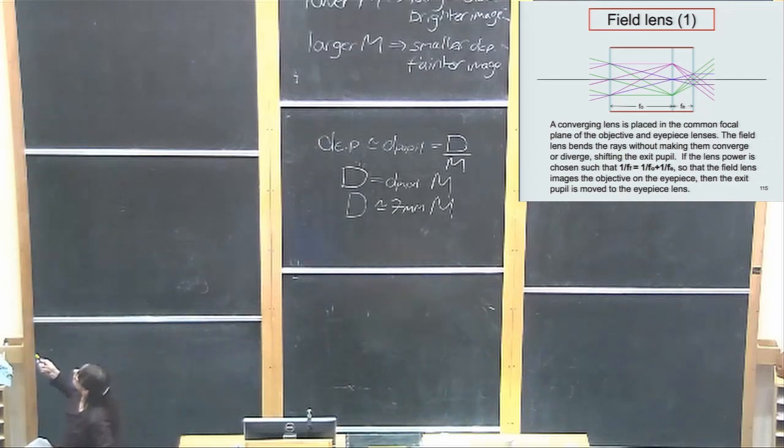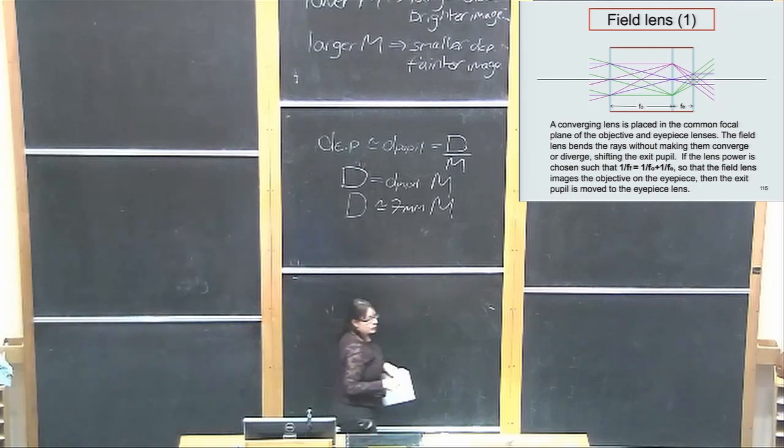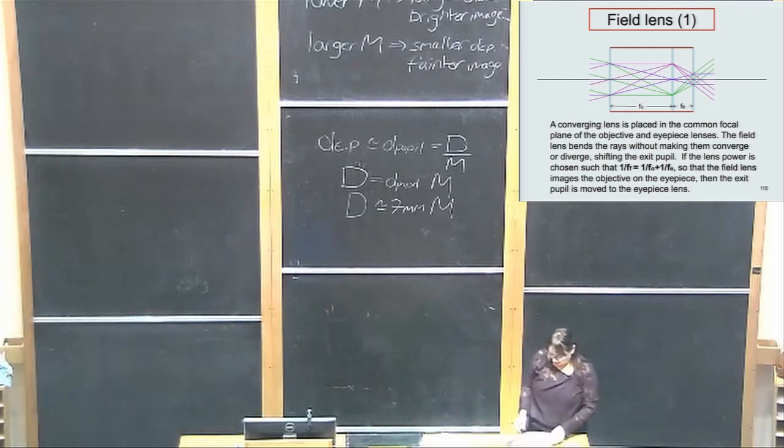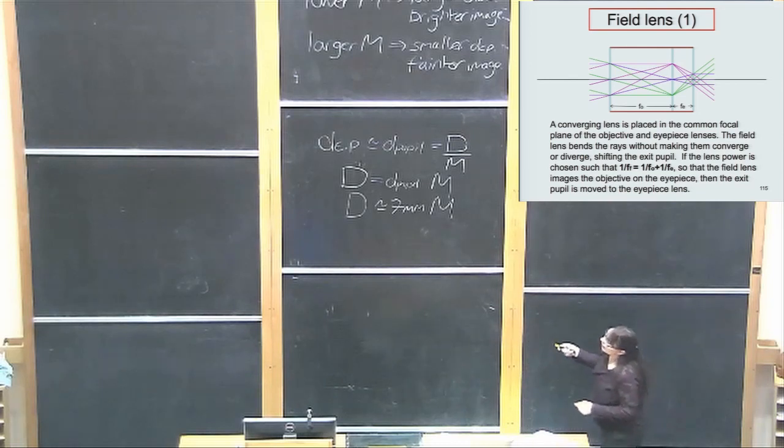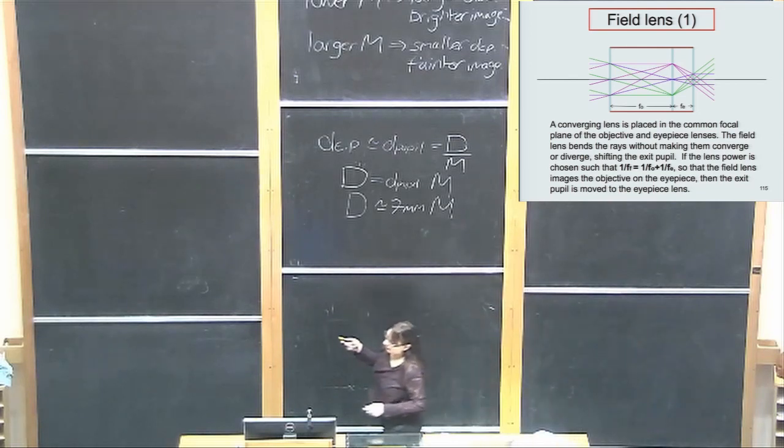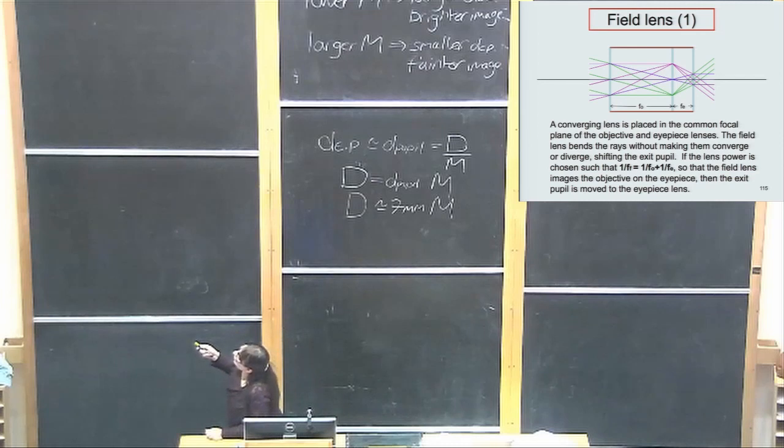So here's this third lens. It is put in, and the simplest thing to do is to put it in the common focal plane. The effect that this has is just to bend the light. So here are my rays coming in. Let's look at the purple ones, for example. They're all being focused onto this common focal plane at the same position.